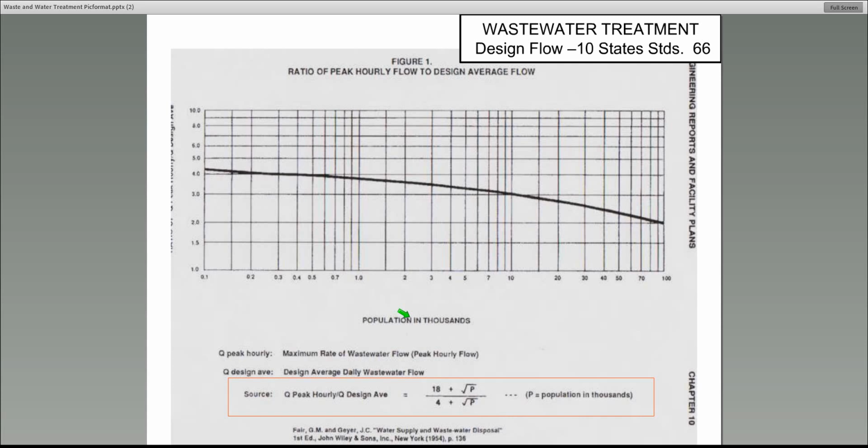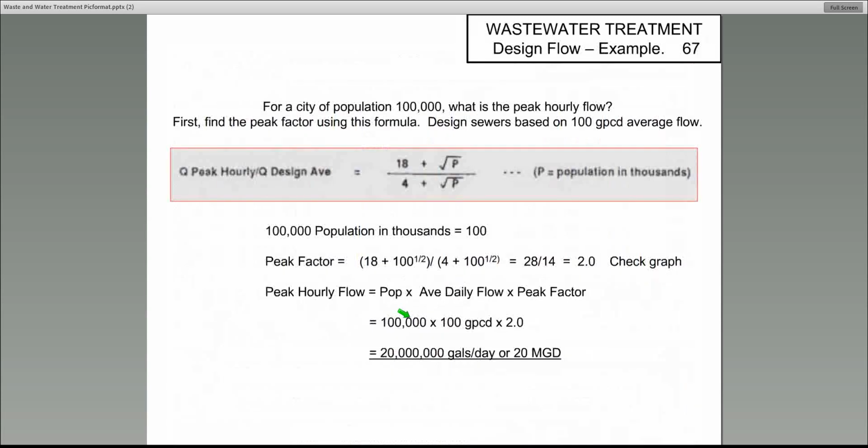So just as, well, I think I have an example on that. If you have a city of population of 100,000, what is the peak hourly flow? Now remember, design sewers are based on an average flow of 100. So first of all, you need to know what the peak factor is.